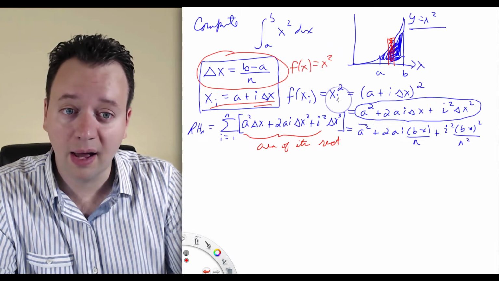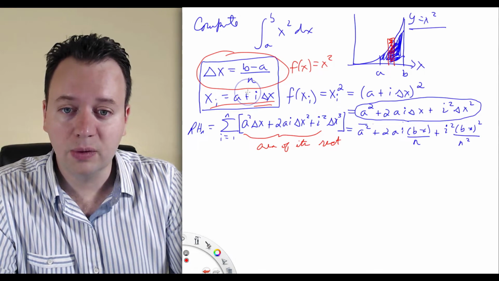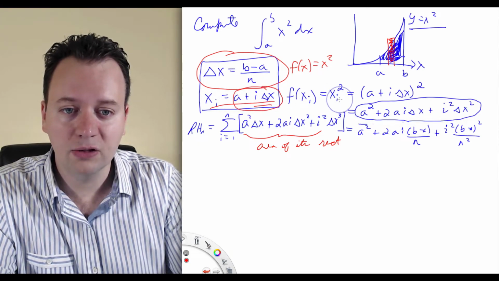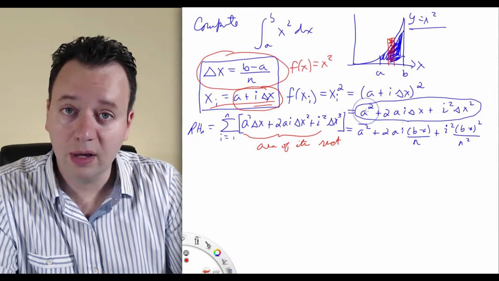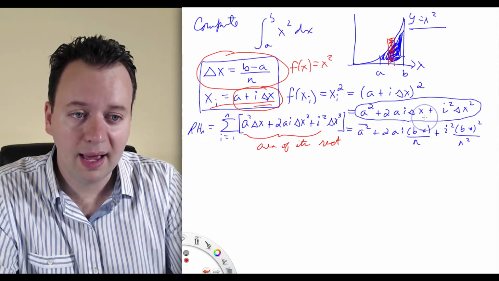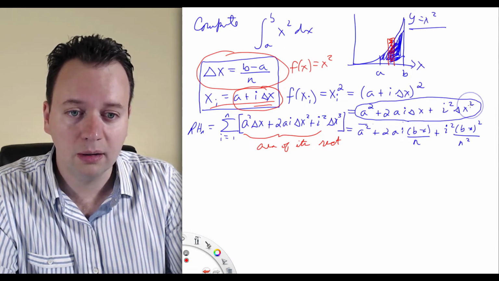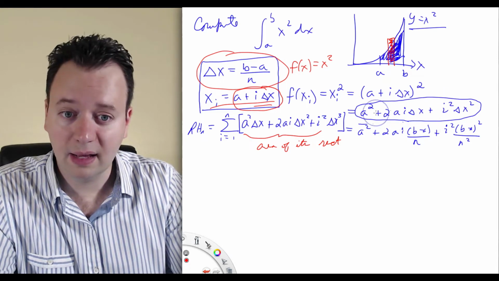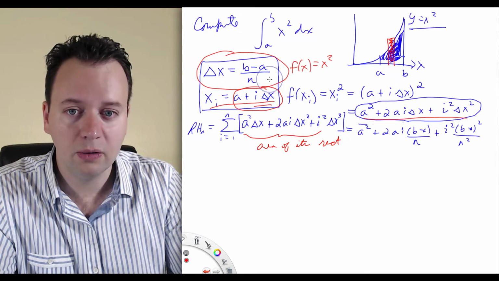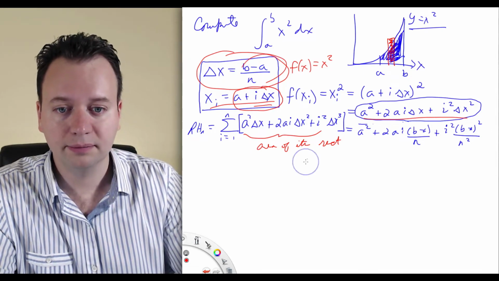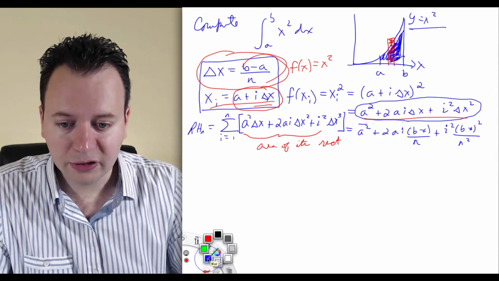So f of x sub i is x sub i squared. We take the formula for x sub i, insert it into x, so we square it. We've expanded that out. We got a squared plus 2a i delta x plus i squared delta x squared. Multiply the whole thing by delta x, and there you go. That's the area of your rectangle. This is the height of the rectangle, and delta x is the width. Next, we have to sum it up.